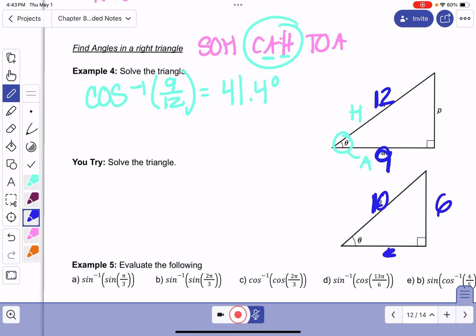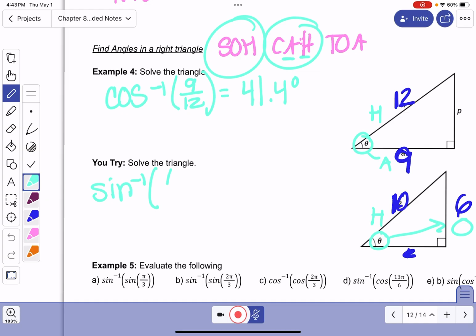If we did this one, here's our angle. That's the opposite, and that's the hypotenuse, which tells us sine. So sine inverse is 6/10. Put that in the calculator. You get 38.9 degrees.